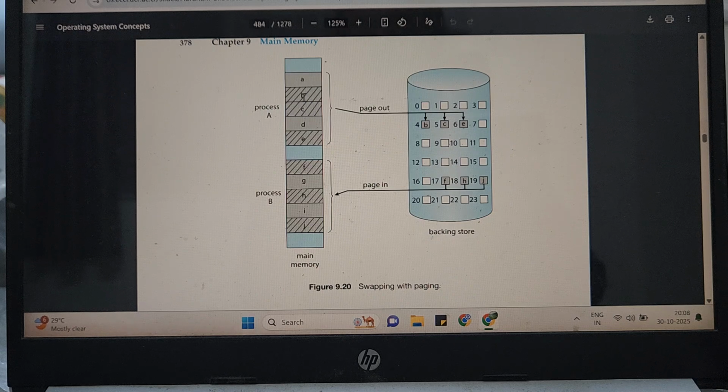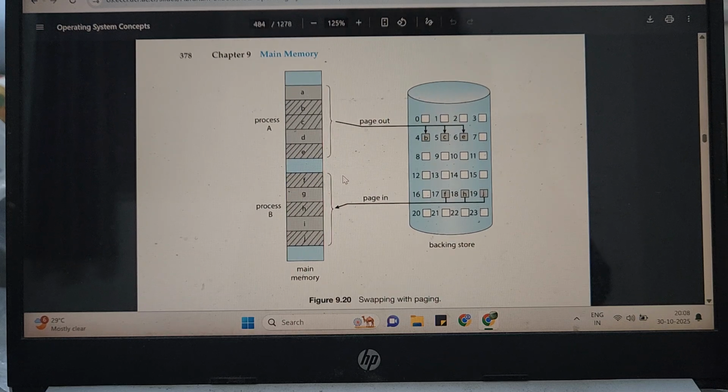So if that is the scenario, you don't have to keep those segments which you're not working on, so you can page them out, page in whichever segments you need. So swapping with paging is basically you divide your process into pages, and then you put some pages in the backing store, you take some back out of the backing store as and when you require. That's the very simple idea of swapping with paging. There is nothing much to it.